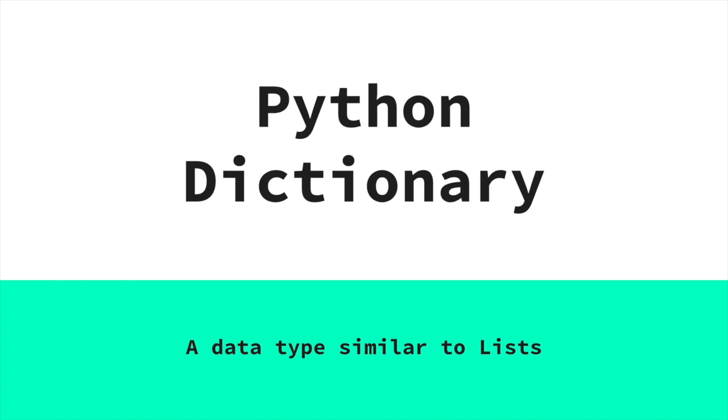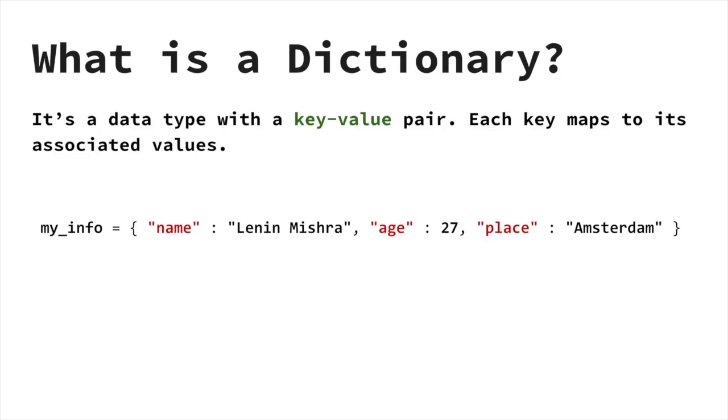Today we are going to talk about dictionaries in Python. Apart from lists, Python contains another similar data type called a dictionary. A dictionary consists of a key value pair. Each key in the dictionary maps to its associated value.